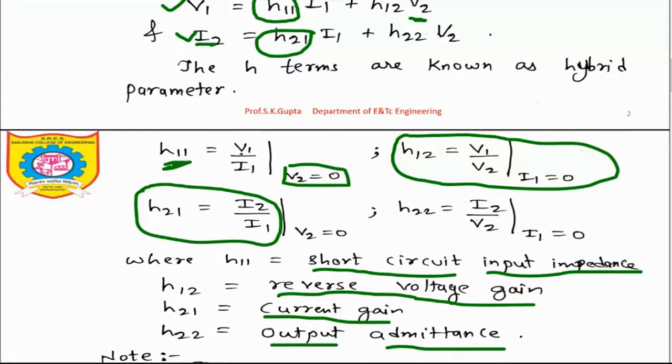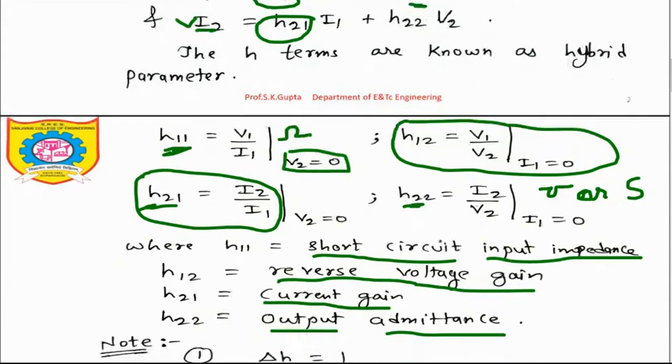So the unit of H11 is voltage upon current, the unit is ohm. Impedance unit is ohm. H12 is a voltage gain. Voltage gain is unitless. H21 is a current gain. Current gain is unitless. And your H22 is current upon voltage. That means admittance, and admittance unit is mho or Siemens.